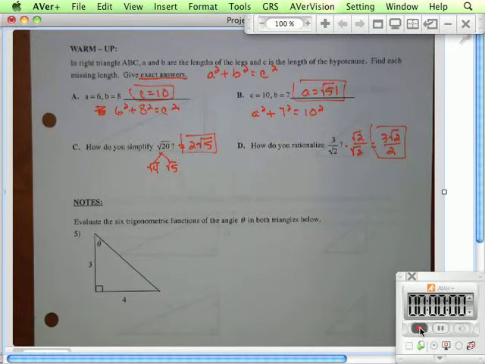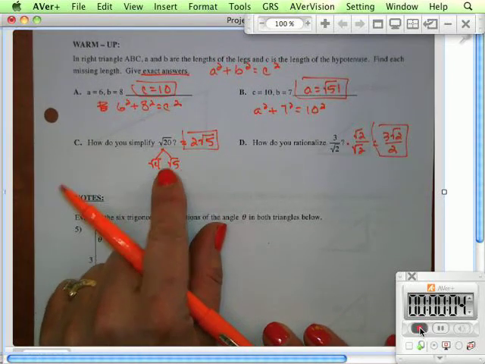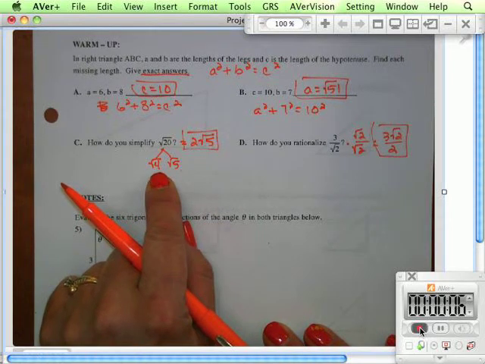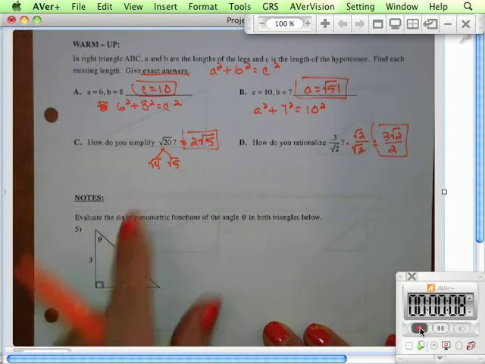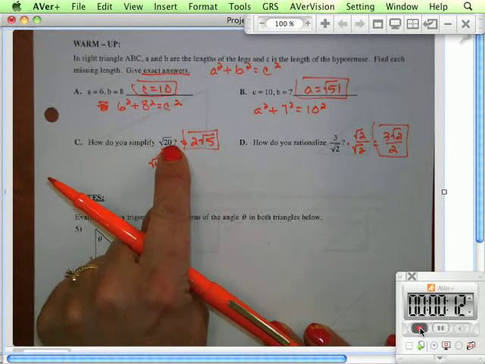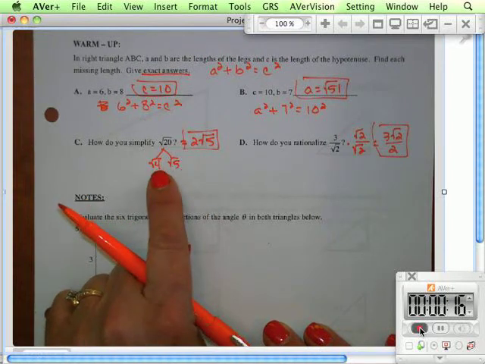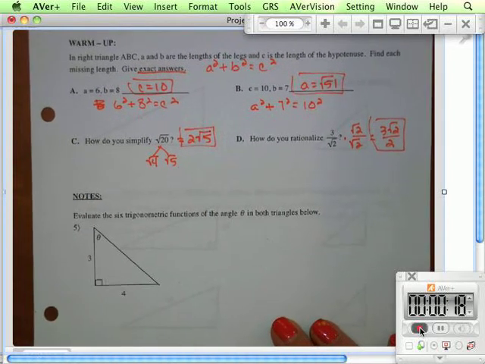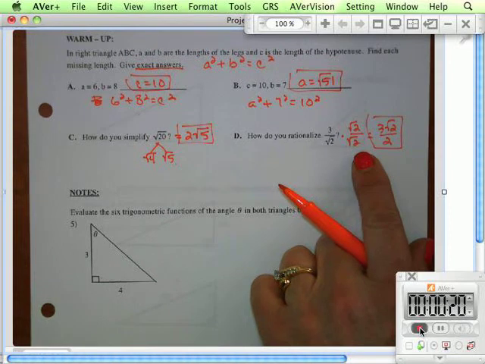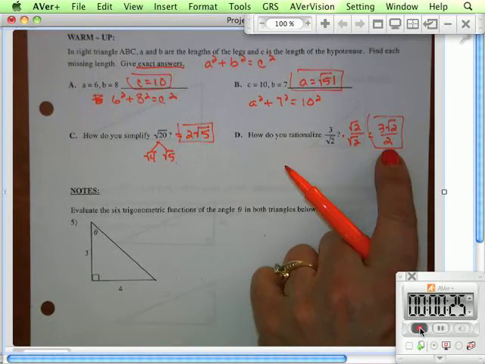Do you remember this? Simplifying, what do you have to use? You have to divide by a what? Perfect square. Sorry. You have to find a perfect square that goes into that number, and then divide, and then simplify. Okay? And rationalizing the denominator, you have to multiply by whatever the root is in the denominator, and then you end up with that.